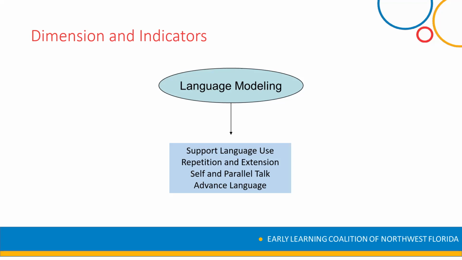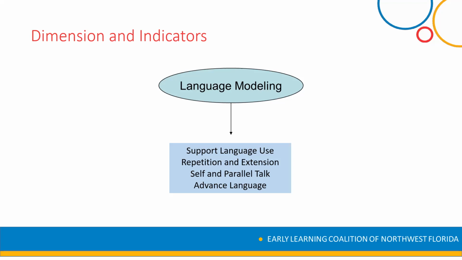Repeating and extending, giving them more language, letting them hear the words correctly, not correcting them, you just restate it so that they hear it. Self and parallel talk is describing your actions as you're doing them. For self-talk: I'm washing my hands. I'm putting soap in my hands. As I'm doing it, they can relate the words to the action, and they see it and hear it together.